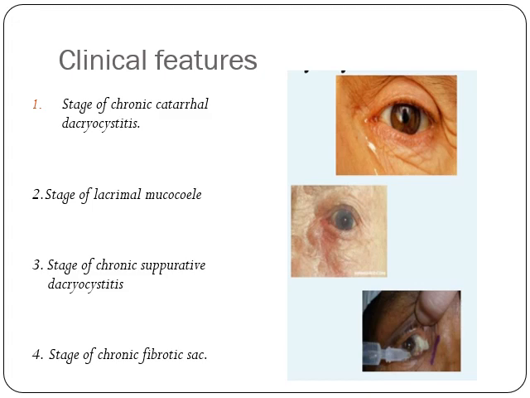The last stage is the stage of chronic fibrotic sac. Repeated infections of low grade may ultimately result in formation of a small fibrotic sac, which is due to thickening of the mucosa, and it is associated with persistent epiphora and discharge. On dacryocystography, there is a small sac with irregular folds in the mucosa.